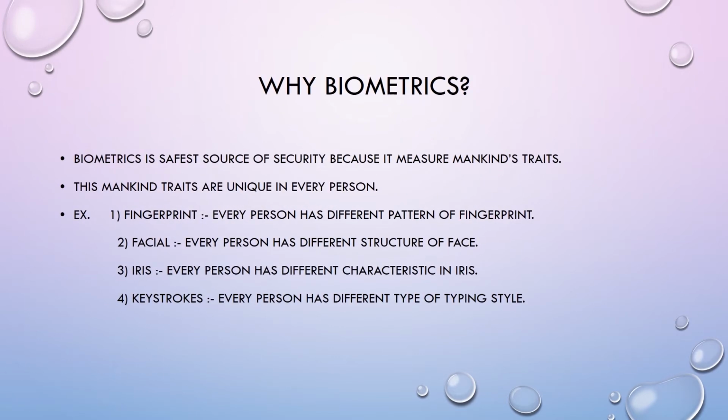4. Why biometrics? Biometrics is the safest source of security because it measures mankind's traits. These traits are unique in every person. Examples. 1. Fingerprint. Every person has a different pattern of fingerprint. 2. Facial. Every person has a different structure of face. 3. Iris. Every person has different characteristics in the iris. 4. Keystrokes. Every person has a different typing style.